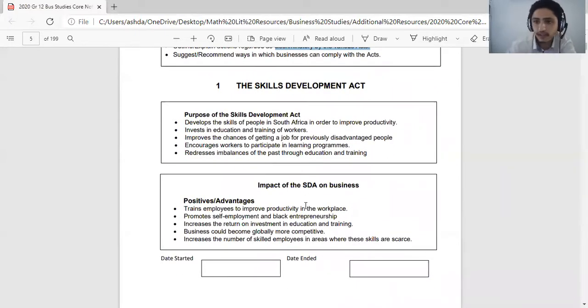So, Skills Development Act, I always do this. I tell the kids that they have a certain structure. So I cross over to my video of my notes. So you will see that I will normally outline the main headings so that they know where I start. So it will be the purpose of this Skills Development Act, the purpose of SDA.